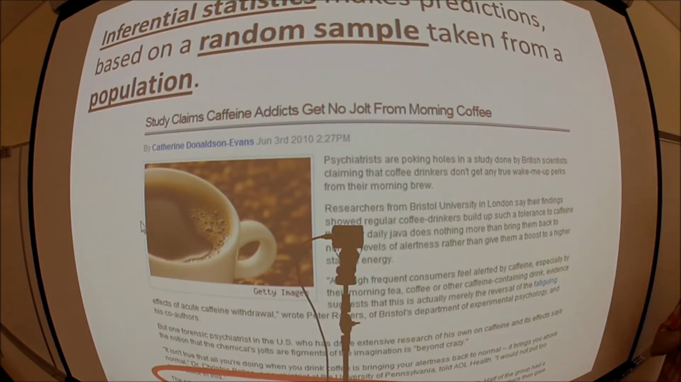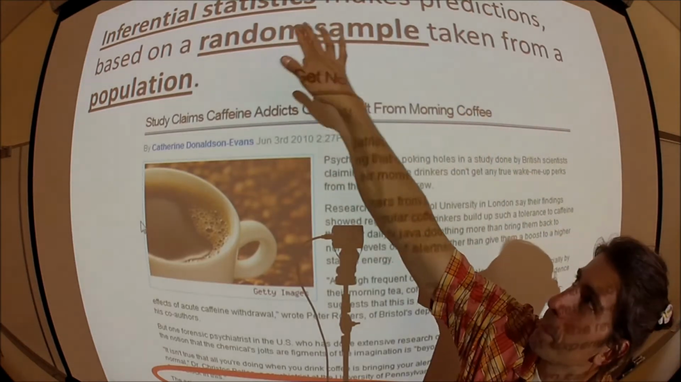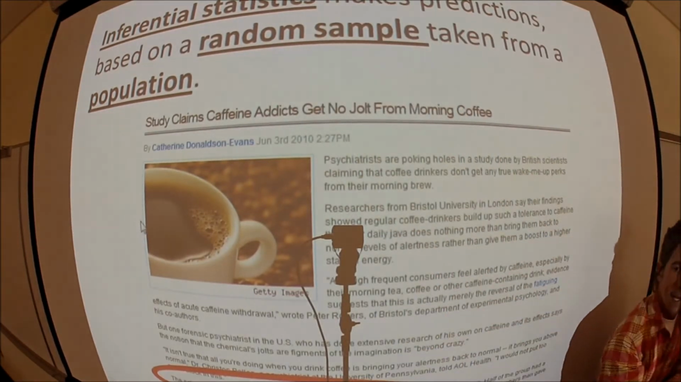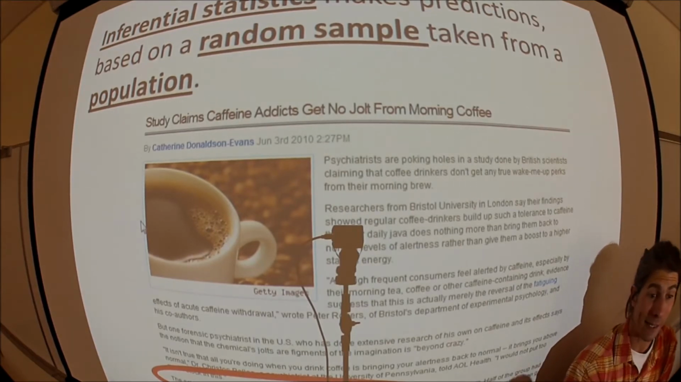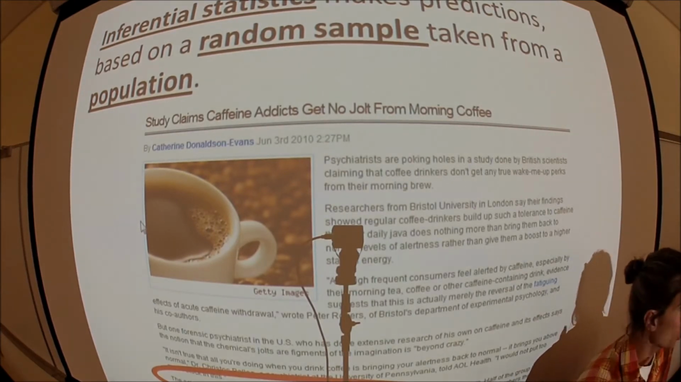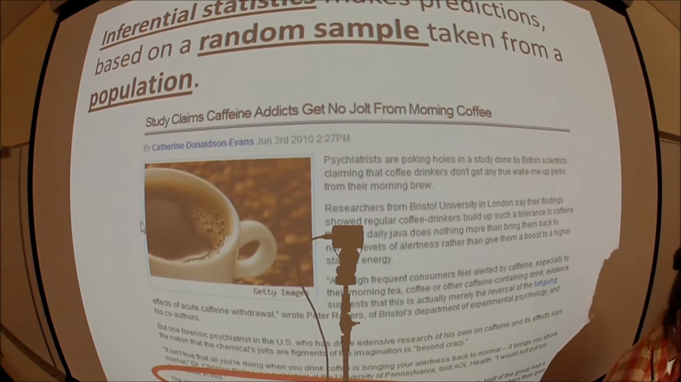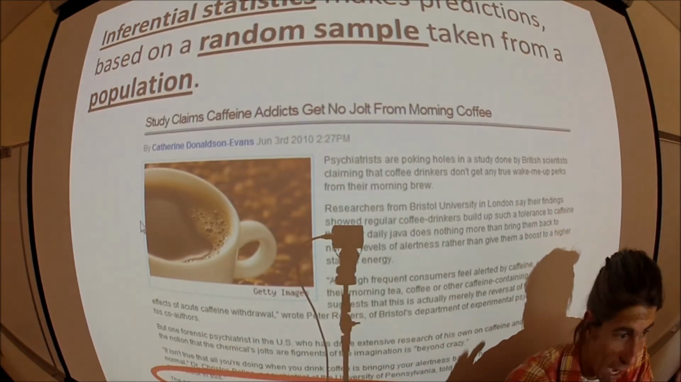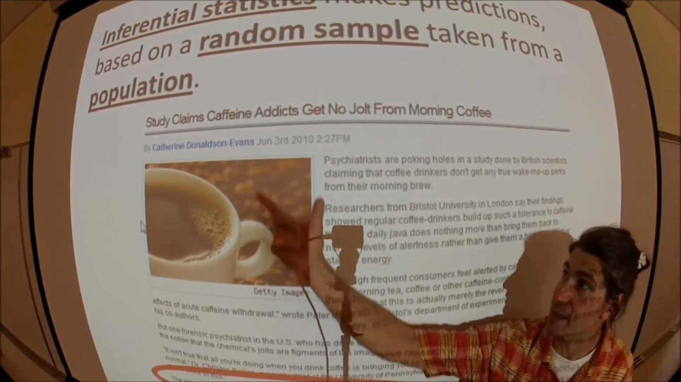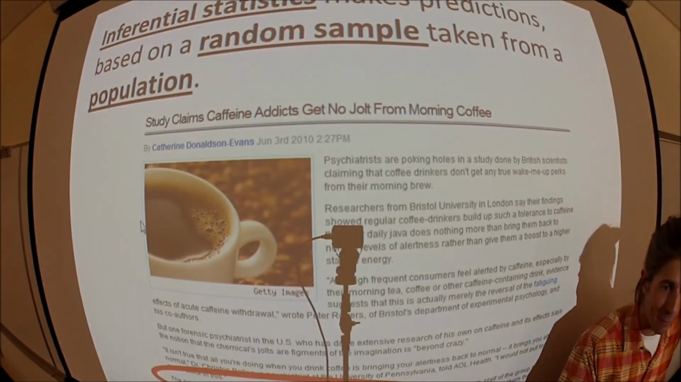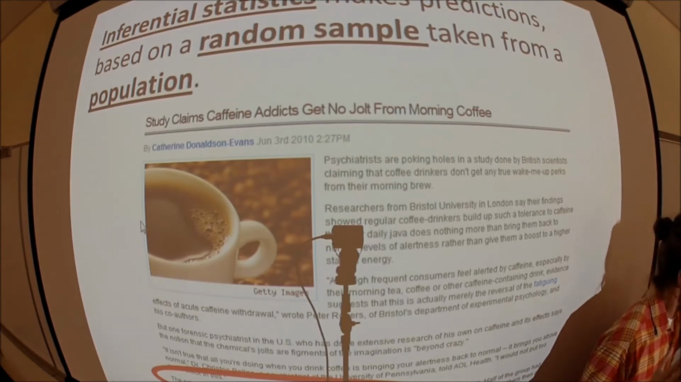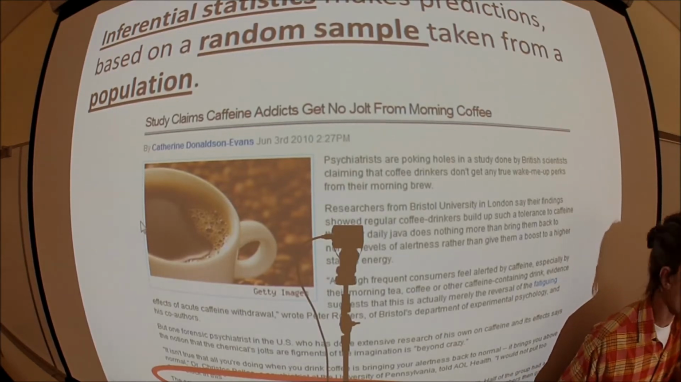So basically, when you see the words random sample, what you want to think is, did every single member of the population have the same chance of being selected? That's the question you have to ask yourself. That's what a random sample truly means. Did every single member of the population, in this case caffeine addicts, have the same chance of being selected? Now, the answer to that is almost always no.